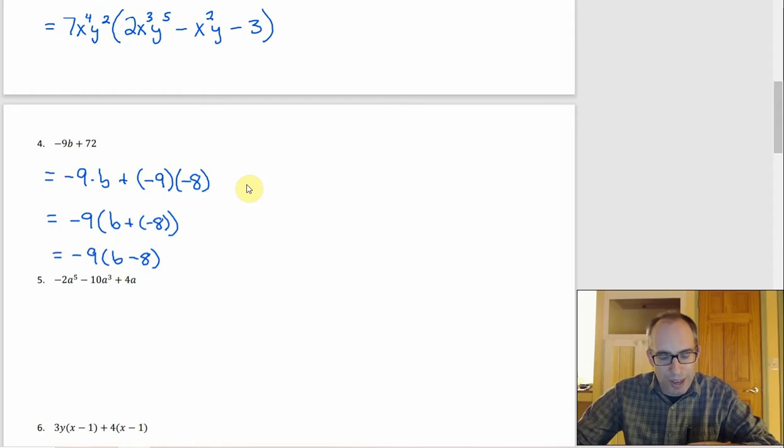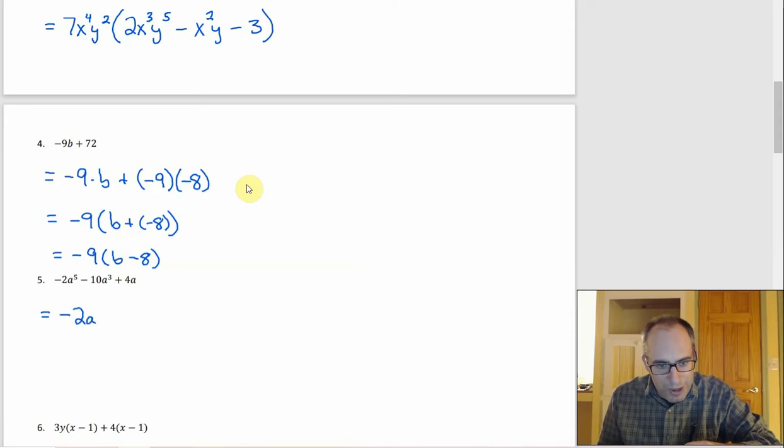Number 5 is the same concept, because the one with the a to the 5th in it is the leading term, right? It's the highest power of a. But the coefficient's negative 2. So we've got to factor out a negative 2a, it looks like, right? Because the smallest power of a that shows up in there is that a to the 1st. So we could do that.